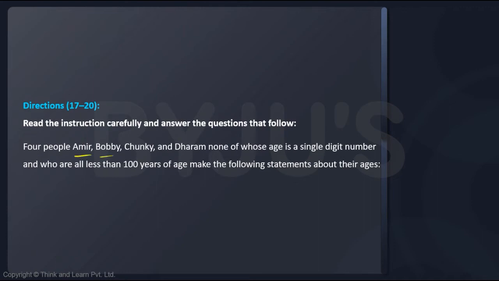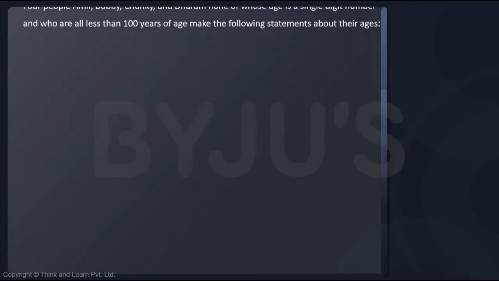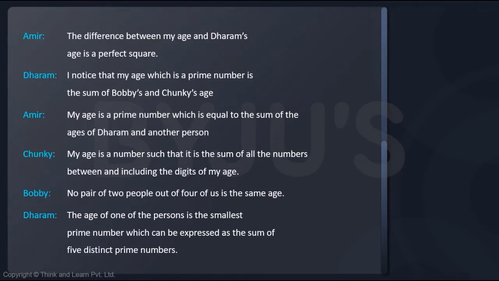There are four people A, B, C, D, none of whose ages is a single digit number, and who are all less than 100. So they are between 10 and 100, 100 not included, 10 may be included. Okay, now there are some statements made. First one, Amir says the difference between my age and Dharam's age is a perfect square.